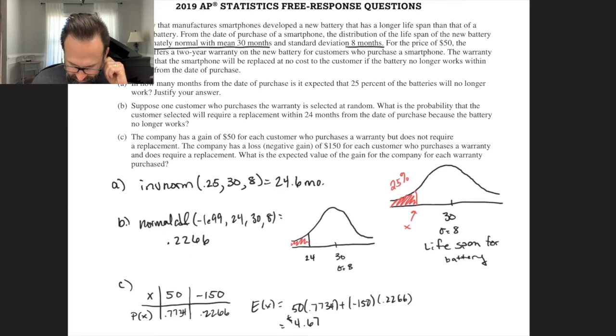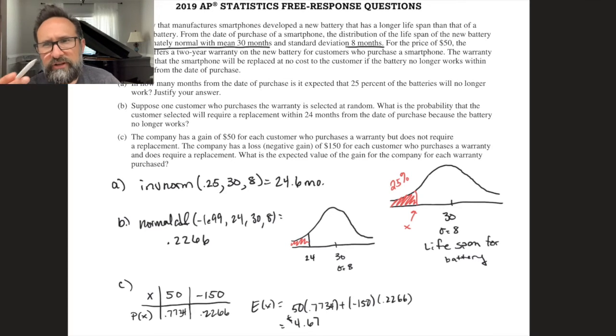Okay. Part C, this one says I have a $50 profit if somebody buys a warranty and I don't have to honor the warranty if the battery lasts longer than 24 months. If they claim their warranty because their battery went bad before the 24 months was up, then I was going to lose $150 per person that did that. This is a probability distribution, and we need to find expected value.